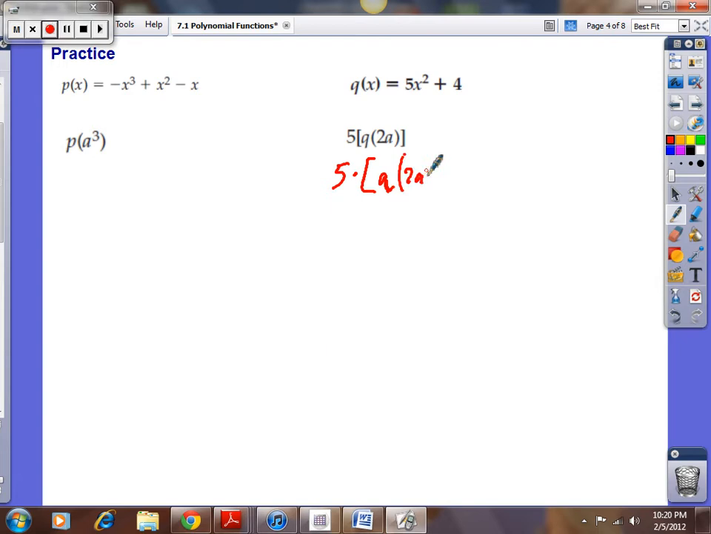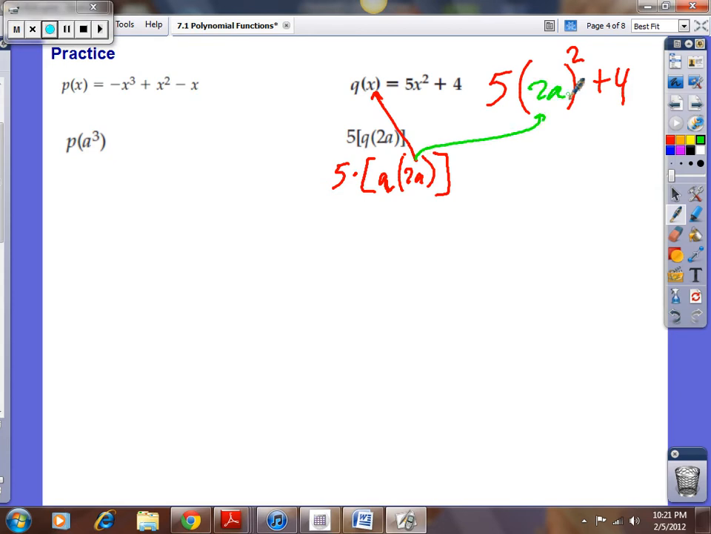q of 2a. So it's kind of an abstract thing again. But what they want you to do is everywhere you see an x, let's replace it with a 2a. And there's only one x, so that's pretty nice. So let's do the parentheses again. So it's 5 times x squared plus 4. So in place of that x, first of all, I'm going to drop in this guy, this 2a.